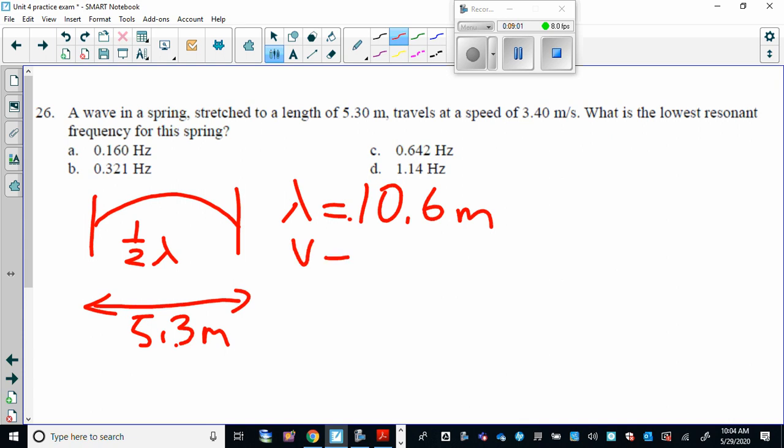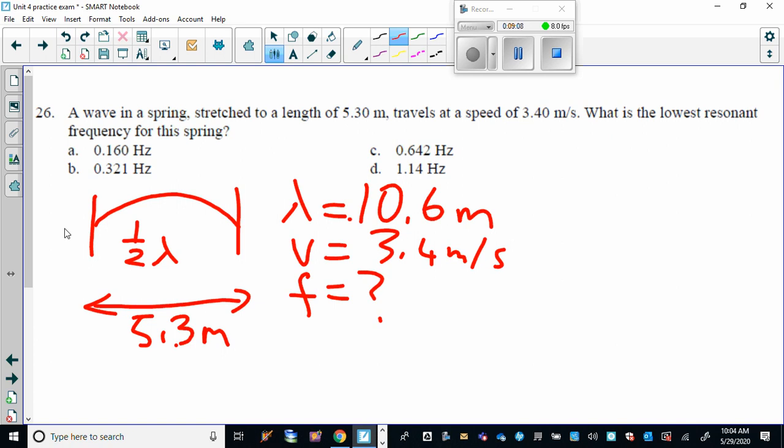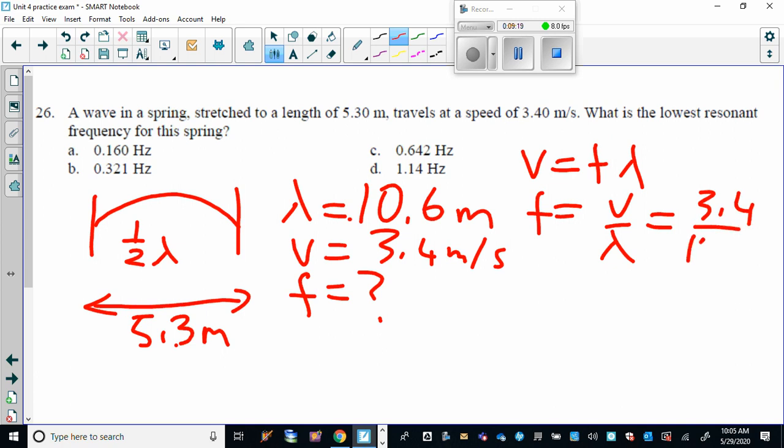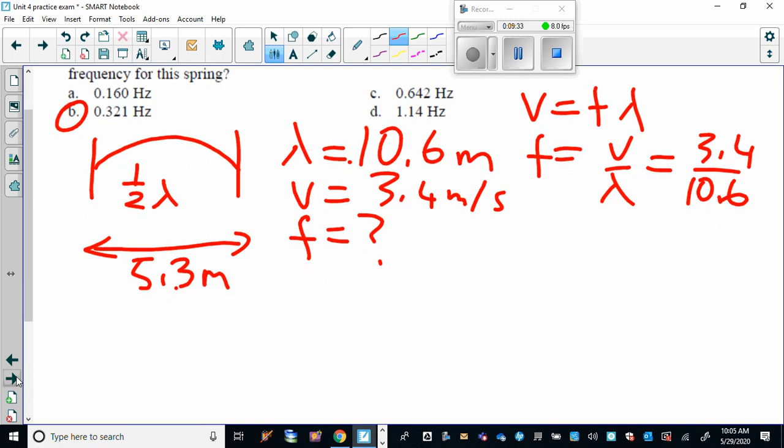We got the speed. We just want to know the frequency, use the universal wave equation. And that's going to give you an answer of 0.312. Okay, let's move on.